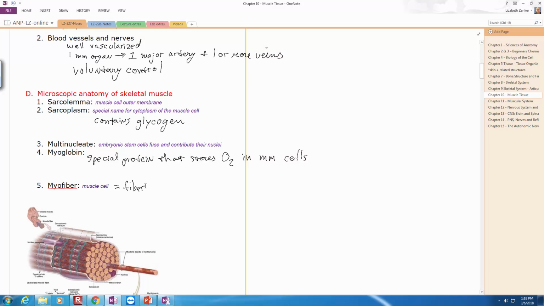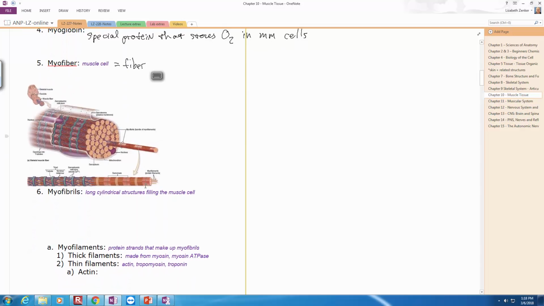So if we look at our picture here, how long is one fiber? The length of the whole muscle, depending on what muscle you're talking about, right? Depending on the length of that actual muscle. The picture here is showing you one myofiber, or one muscle cell. And it's surrounded by what? Not the muscle organ, but one muscle cell. Endomysium, right? So we'll have a grouping of muscle cells that makes up the fascicle, which will be perimysium, and then a bunch of fascicles together that will be covered by epimysium.